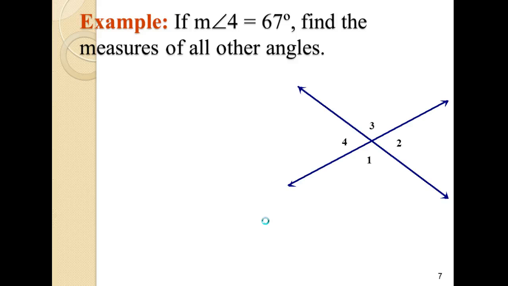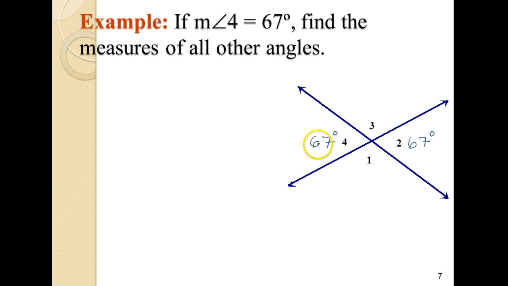Alright, so here let's go ahead and do some examples. Here they tell us the measure of angle 4, and this M with the little angle symbol is read as measure of angle 4 is 67 degrees. Find the measures of all the other angles. Now measure of angle 4 is right here, 67. That's the first thing you want to do, is to go ahead and write it down. Now angle 4 and angle 2 are vertical angles, so we can say that angle 2 is also 67 degrees.